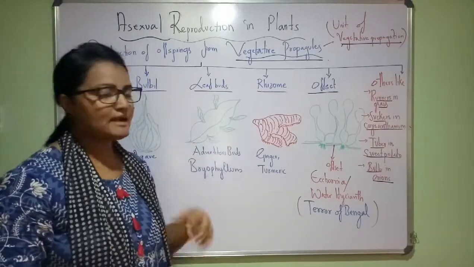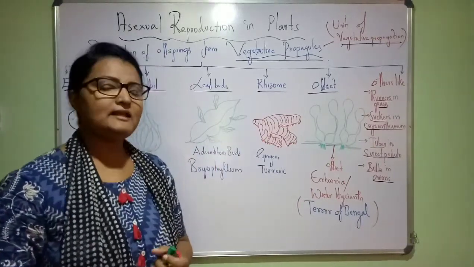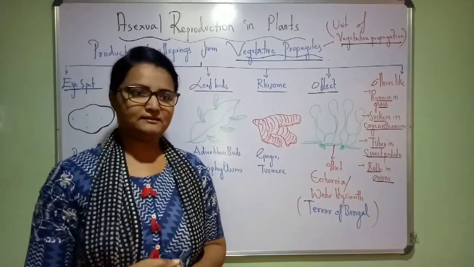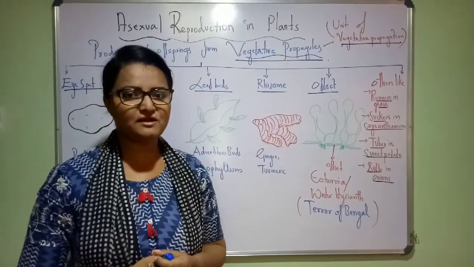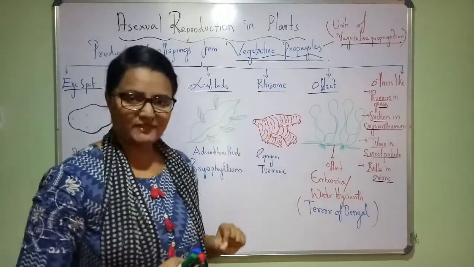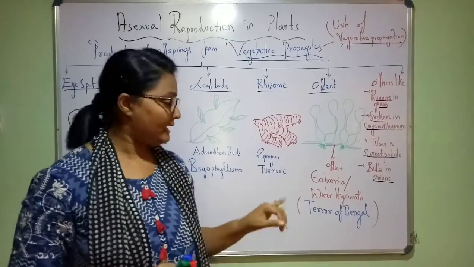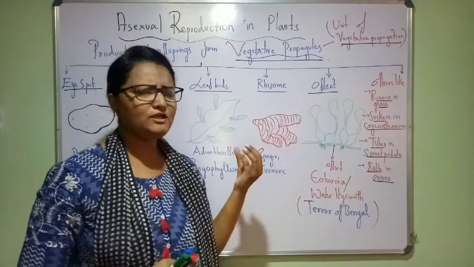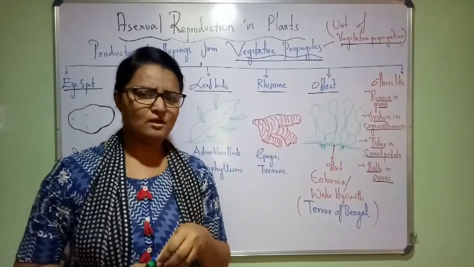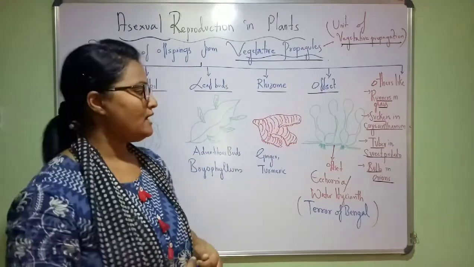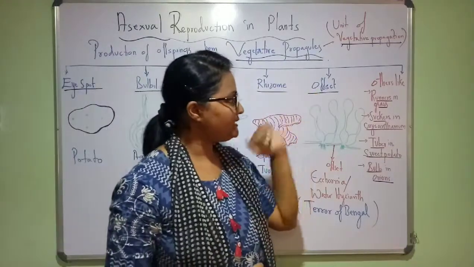The next one is the rhizome. We see it as a root, but it is a stem modification, right? We have studied this in modification of stems. The rhizome is one of the stem modifications in ginger and turmeric. When you sow this in the soil, a new plantlet will be formed. Next one, offset.